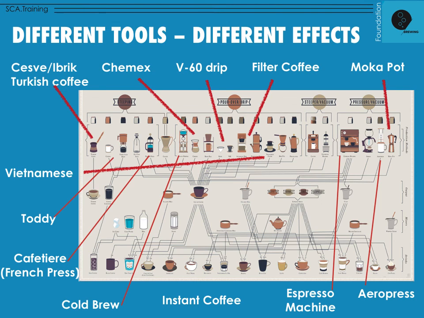So again, that's immersion. We're looking at hybrids, vacuums. We didn't talk too much about the vacuums, but siphon would be a vacuum. And filter coffee and immersion.